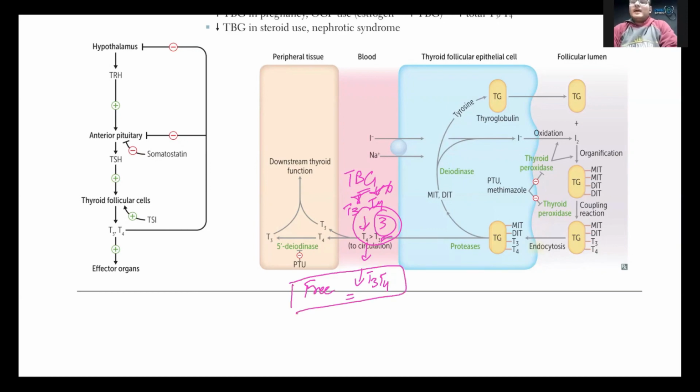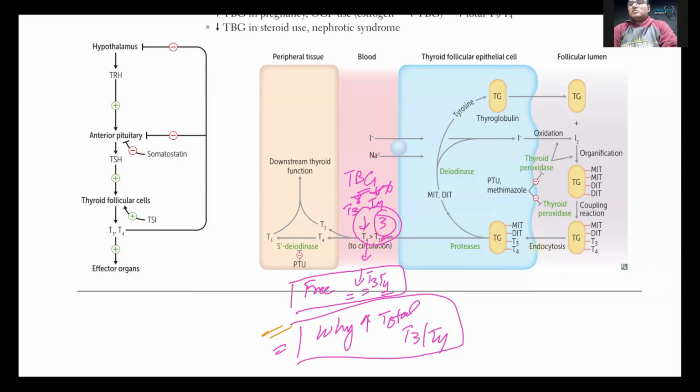But why is there an increase in total T3, T4? Can anybody tell me why there is increased total T3, T4? Free T3, T4 is less, but why is total T3, T4 increased? This is a very important concept to understand. The reason is the feedback response. What will the feedback be? Free T3, T4 determines our feedback response.